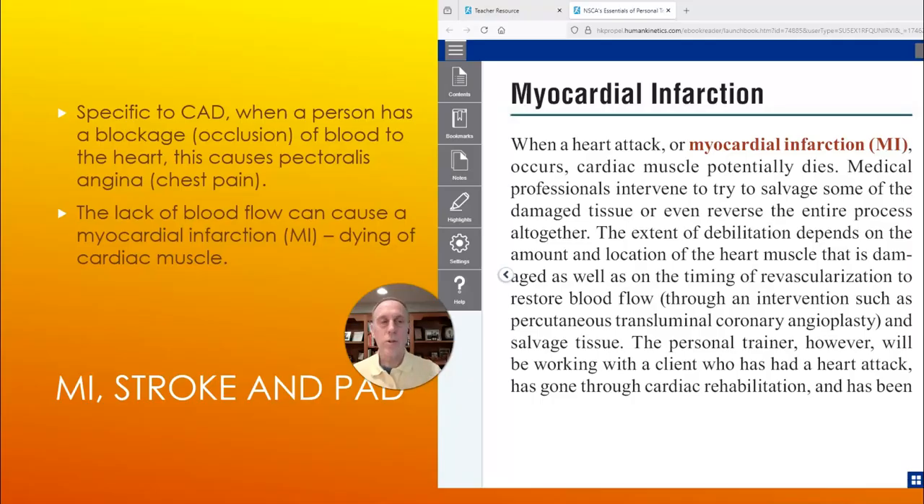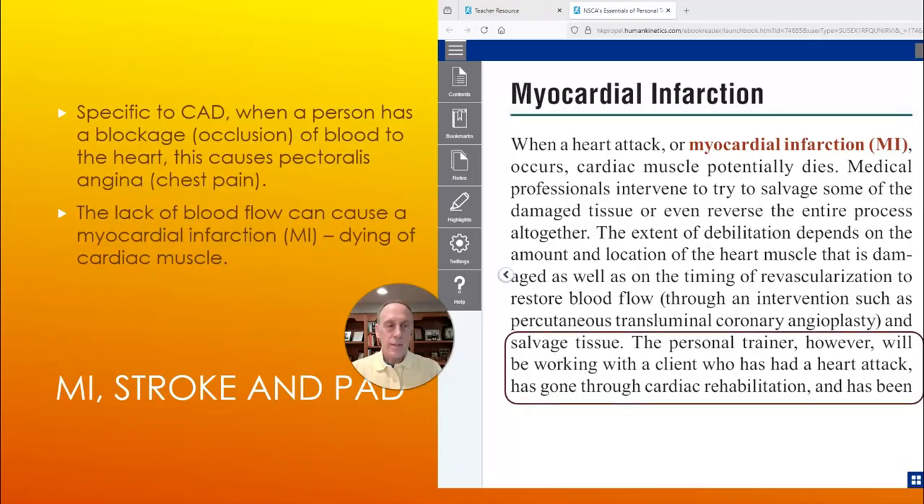And the myocardial infarction that they note here is the dying of the cardiac muscle. And that dying of the cardiac muscle causes that very intense pain that people have when they have a heart attack, which is pectoralis angina.